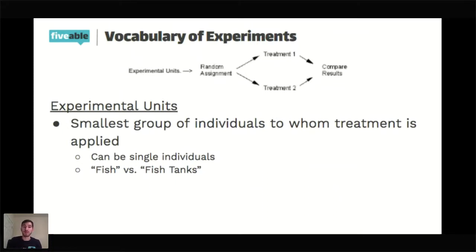A lot of times, if you're doing experiments on fish, you're going to put the fish into tanks, and you're going to put the different types of food in different tanks. In that case, the fish aren't the experimental units. The fish tanks are the experimental units because you're putting different food in the whole tank, not individually feeding each fish. Okay, so containers, tanks, whole groups of individuals, if you're assigning things to groups at a time, the groups are probably the experimental units. If you're assigning things individually to single individuals, the experimental units may in fact be individuals.